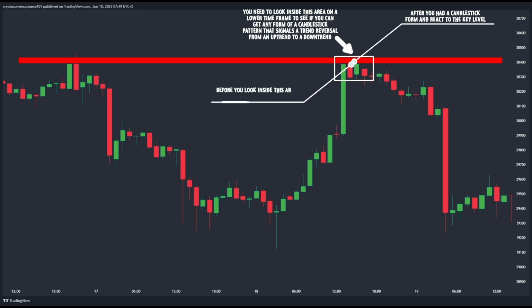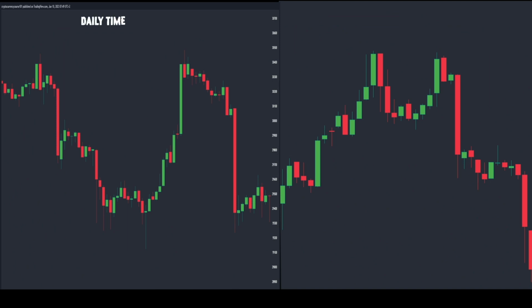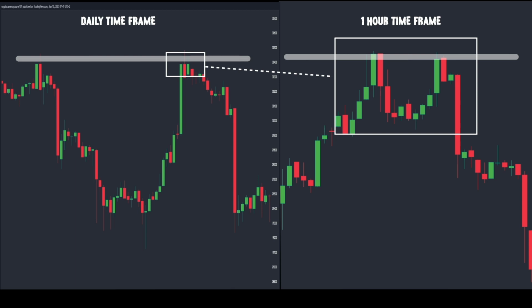Now, this is a very key point. Before you look inside of this area, you have no idea what you will find or if you will find anything at all. So let's pull up a lower time frame, specifically the 1 hour time frame, and put it right beside this one. On the left, the daily time frame we just looked at. On the right here is the 1 hour time frame from the same asset at the same time. This resistance level here is the same resistance level here. This area here, where the candlesticks formed, is the same area here on the 1 hour time frame.